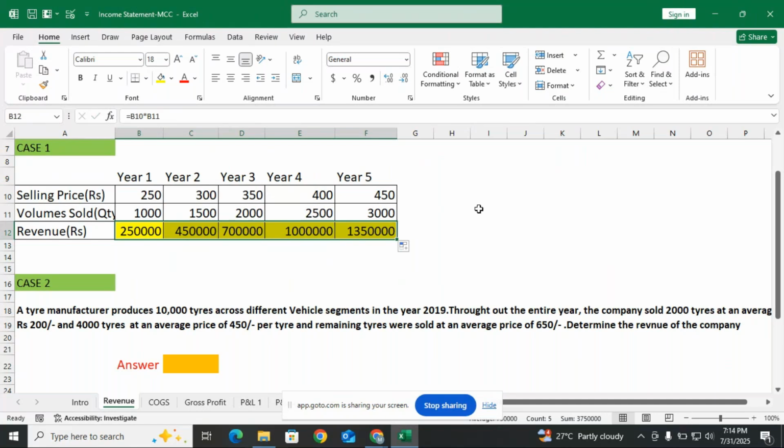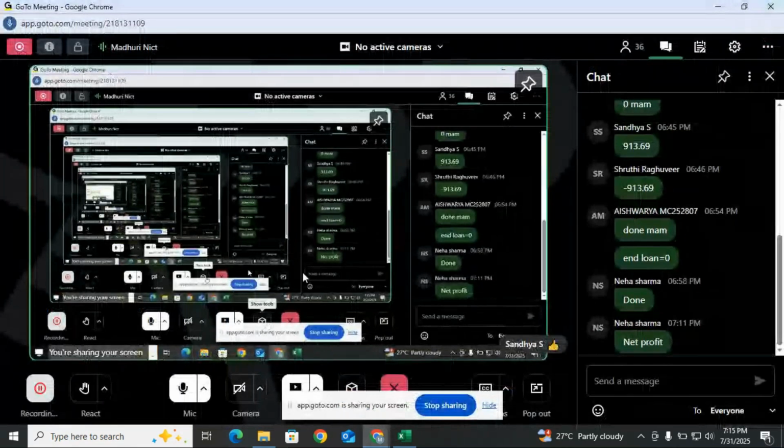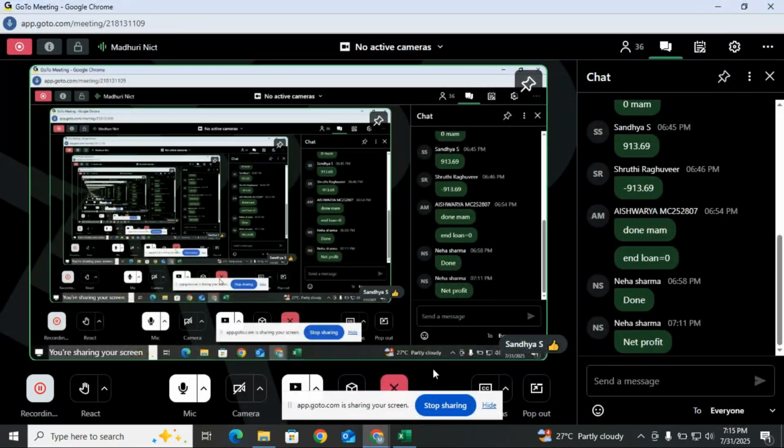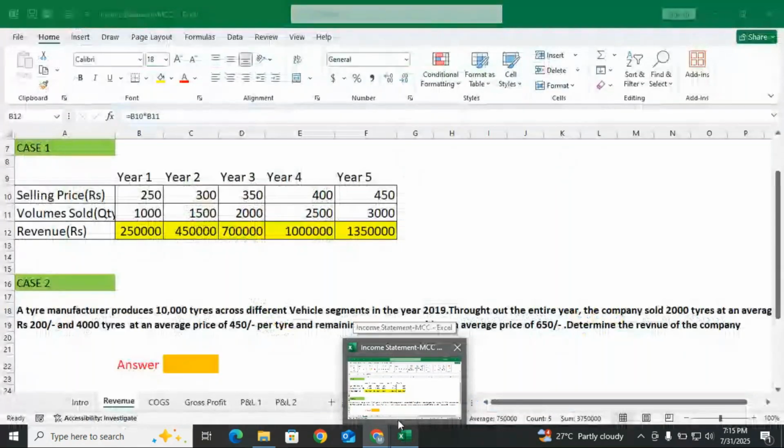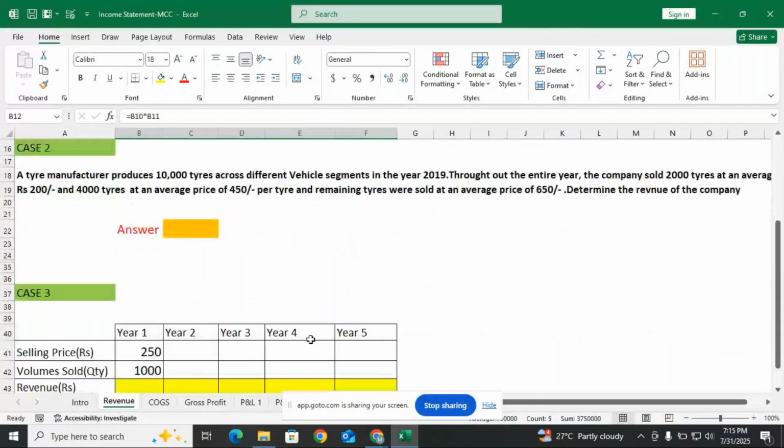Yes, have all of you arrived at the answer? So shall we go to case 2 now? Case 1, all of you would have got. It's a pretty easy one. Coming to case 2, you have to be a little careful.